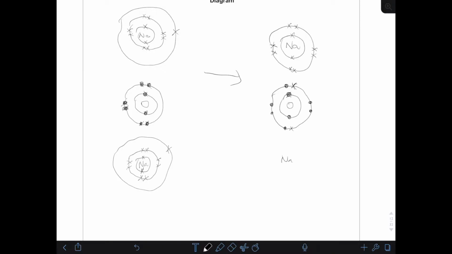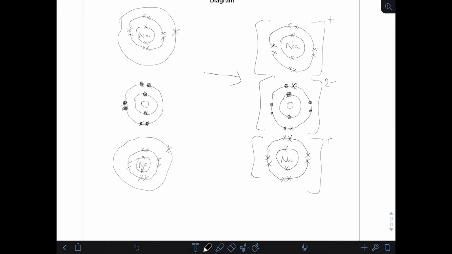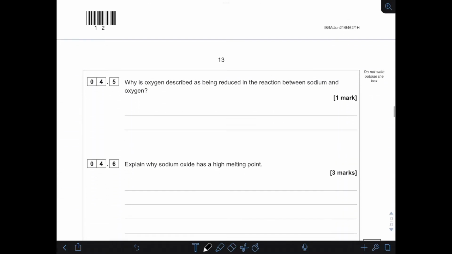And in the exam, please try to draw your things a bit more beautifully so that your marker actually knows how to mark your paper. I can do it a bit more sloppily because I'm talking to you right now, but you can talk to your examiners. And remember to remind them of the charges. So this is 1 plus, this is 2 minus, this is 1 plus, yeah? So make sure you have the ion charges in square brackets, because that is the correct indicator. Right.